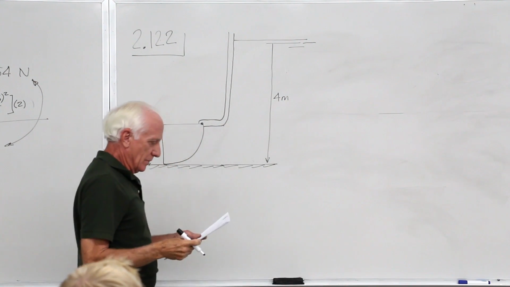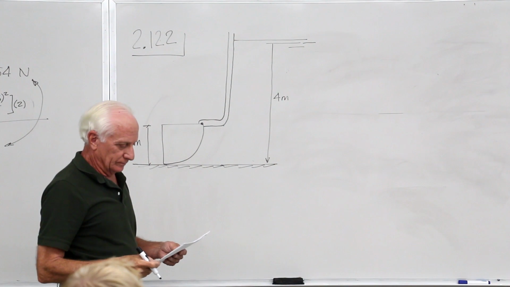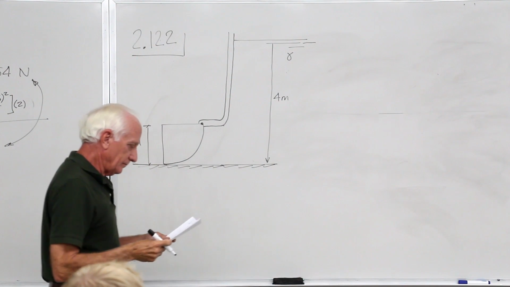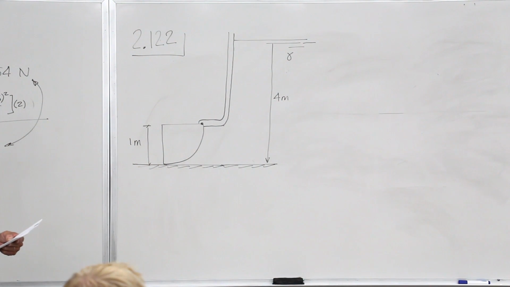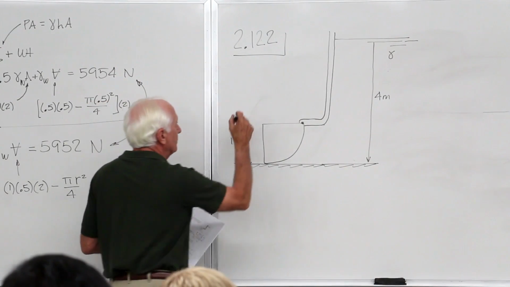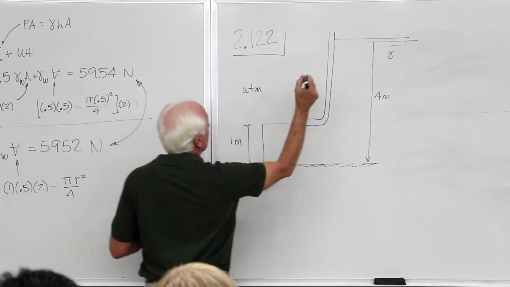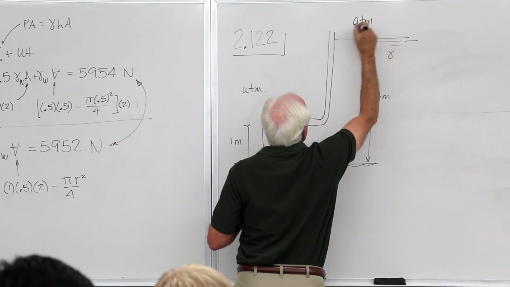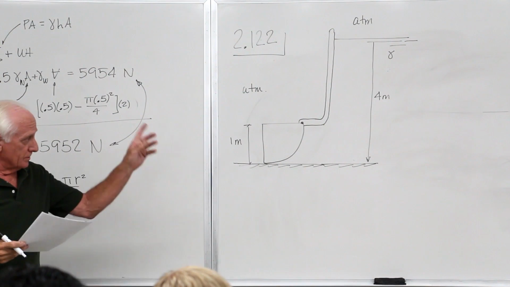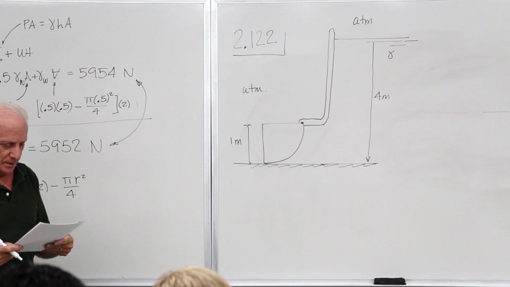Free surface, two fluids, water. When the water depth is greater than 4 meters, the gate opens slightly, unless the water flows under it. Okay, this is atmosphere over here. This is atmosphere up here. Water's to the right of the gate, up to the top.